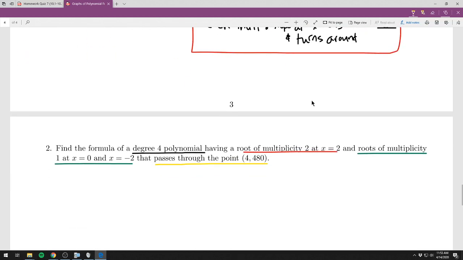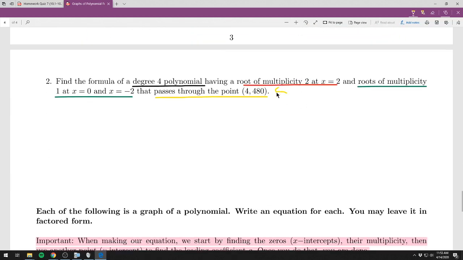Right, so what you're going to end up doing is you're going to make the equation and then plug in x equals 4 and y equals 480 to solve for the leading coefficient, which is represented by the letter A. Okay, we do not know what A is right away. We're going to have to solve for it. But we can set up our equation. We have f of x equals, or y, if you prefer y instead of f of x, A. That's what we're going to solve for. It's unknown.